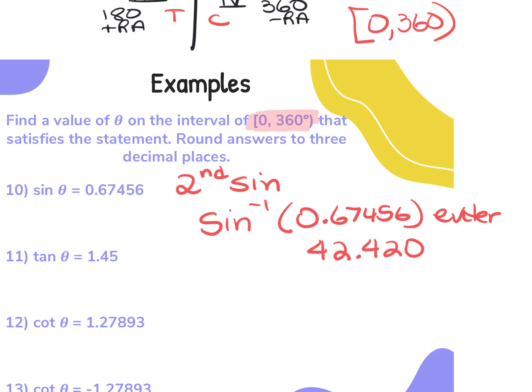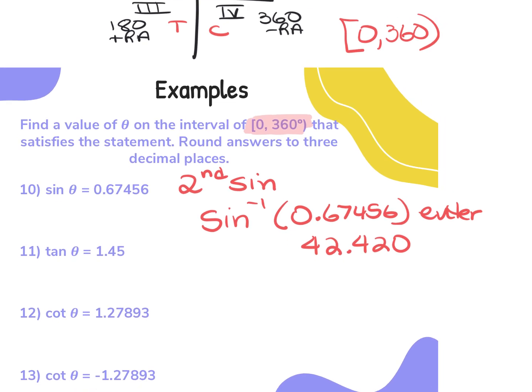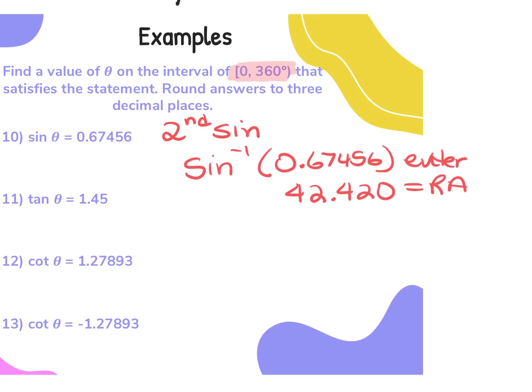Everybody good? Now, this is my reference angle. This is the angle measure from quadrant number 1. Remember, all the angles in quadrant 1 are from 0 to 89 point something. It's greater than 0, but less than 90. Now, this is where my All Students Take Calculus comes into play.